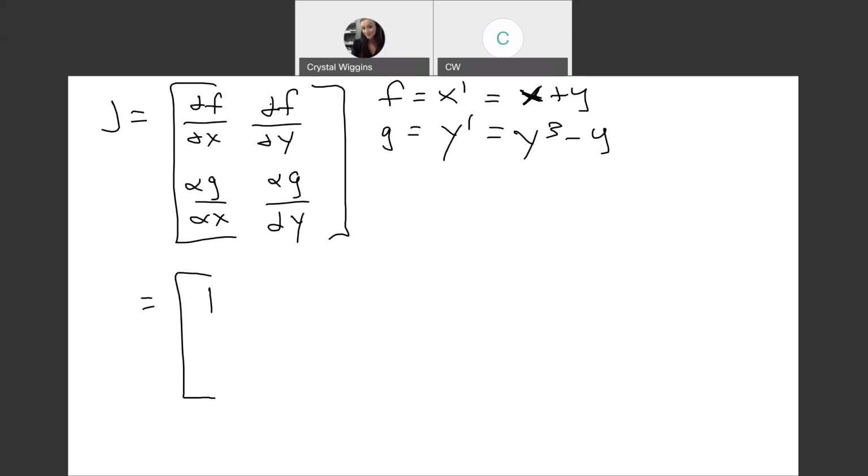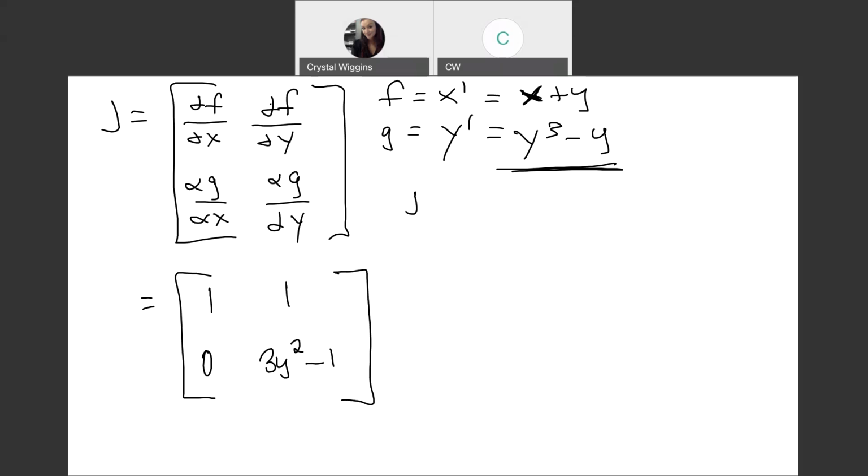And then taking the derivative with respect to y, we get the same thing. We get 1 because the x will go to 0. In the g function, taking the derivative with respect to x, well, there isn't an x in the g function, which means the derivative is 0. And if we're looking at the g function with respect to y, we get 3y squared minus 1. Now we can use this Jacobian matrix for each of the fixed points.